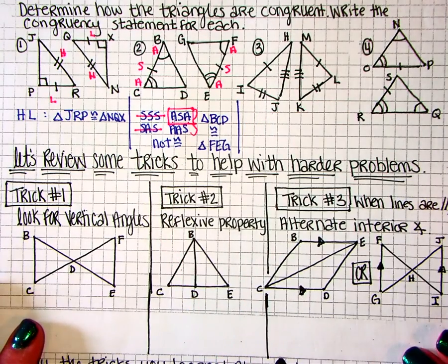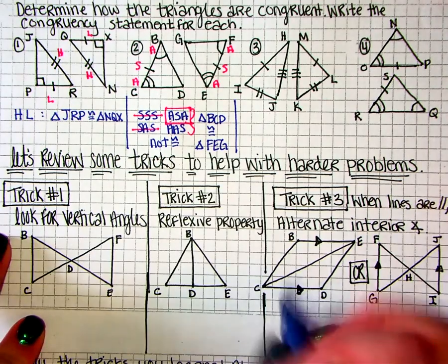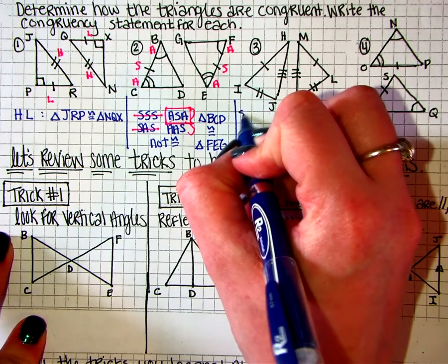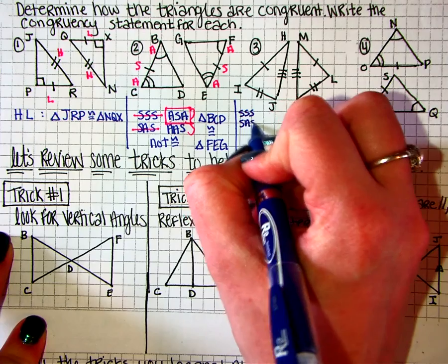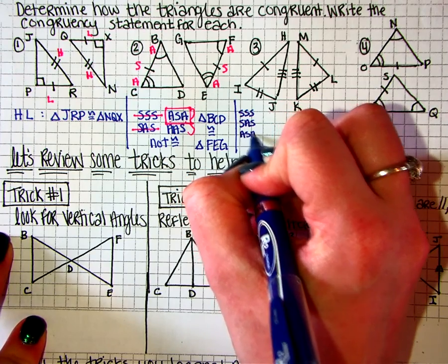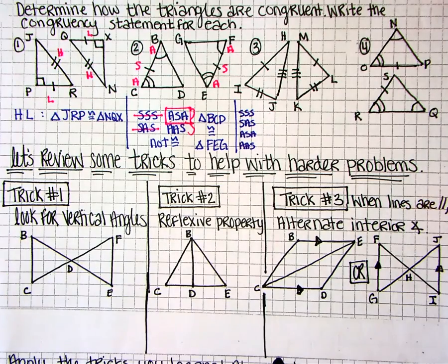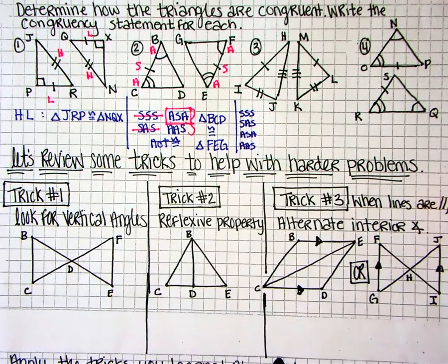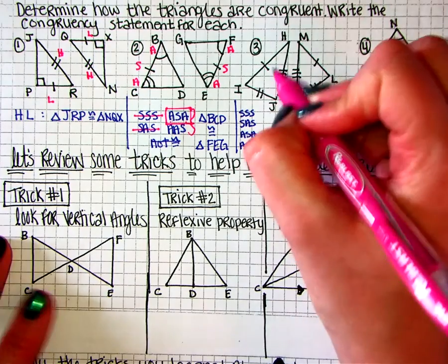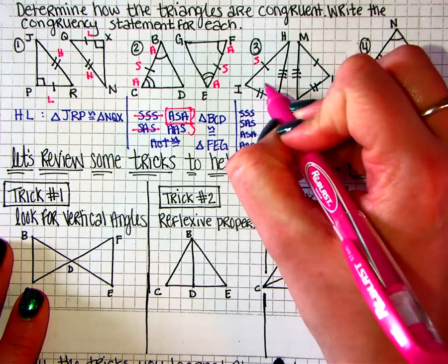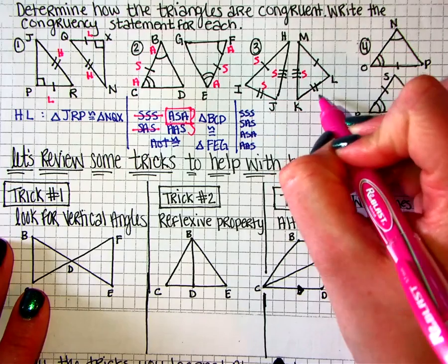All right, let's try the next one. Again, it's going to be easiest if you write down all your choices. So side, side, side, side, angle, side, angle, side, angle, angle, angle, side. And then obviously not congruent is there, but we're just not going to write it down. All you're going to do is label. So bars get S's.